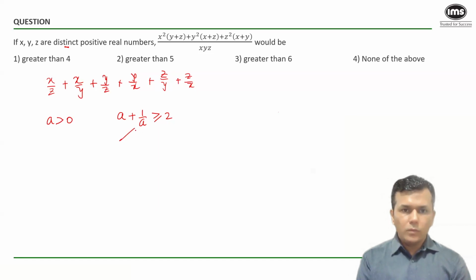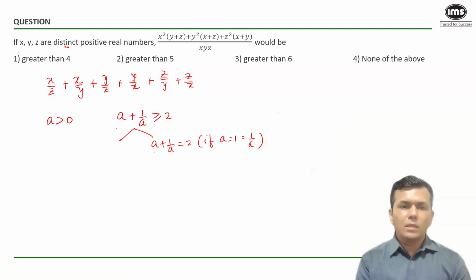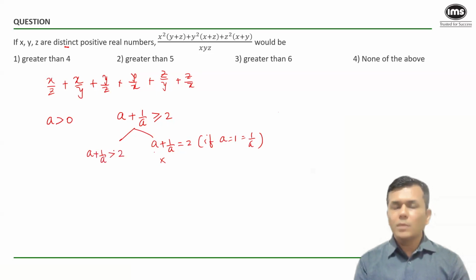Now, over here also we have 2 cases. It can be equal to 2, it can be greater than 2, right? So a plus 1 upon a will be equal to 2 only if a equals 1 upon a. So basically both these values will be equal. But here we know that they are all distinct, right? So this case can again be ruled out. And that is why we are looking into a case where a plus 1 upon a is strictly greater than 2.